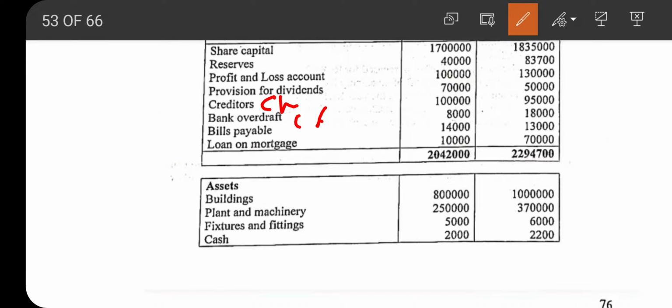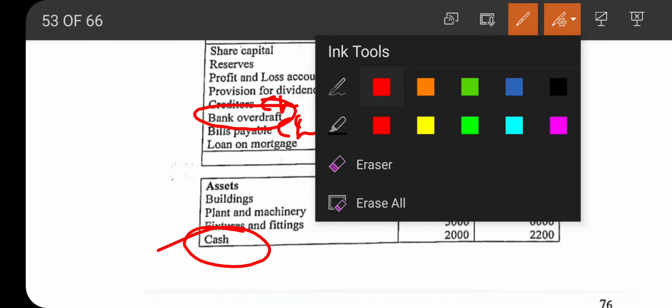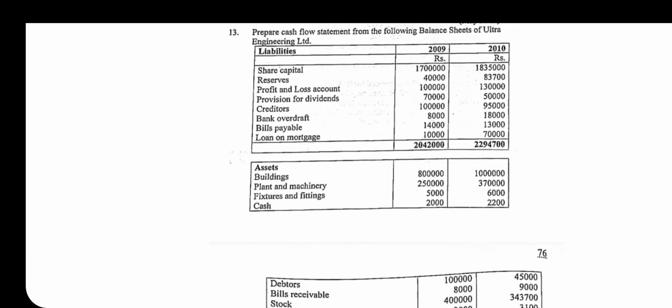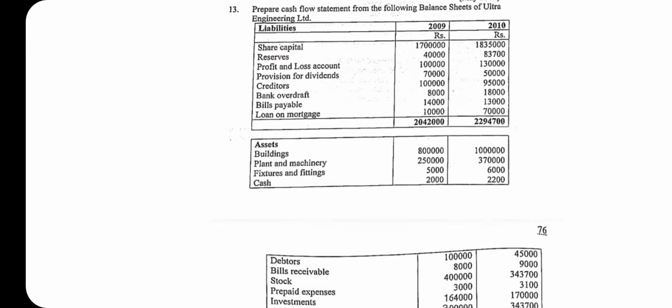Then we are having bank overdraft, which is also a current liability. Bills payable is also a current liability. So when there is bank overdraft, you should see whether there is any cash balance in the business.